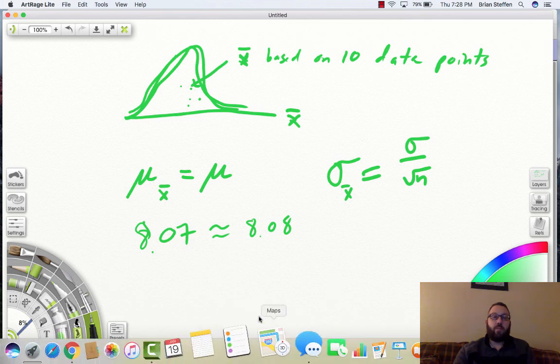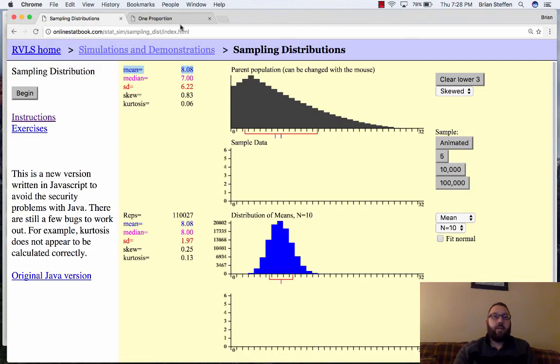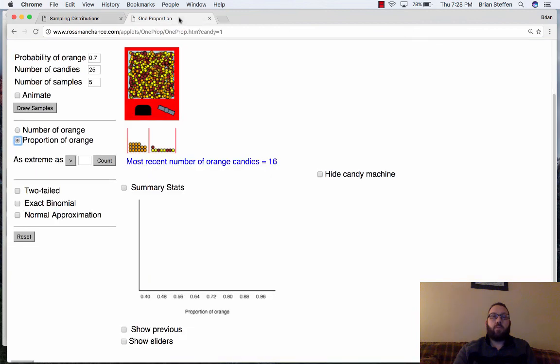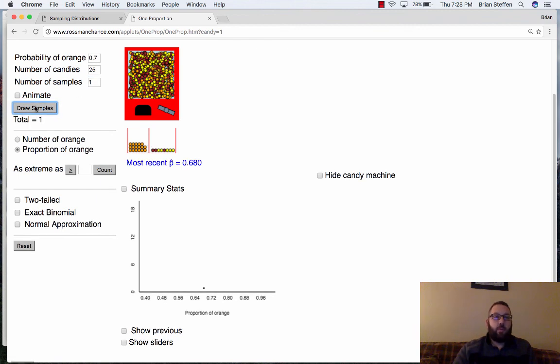But before we do that, what if, like I said in the beginning, I'm not talking about X bars, but about P, or proportions? Here I have a Reese's Pieces machine, and I know that 70% of them are orange. I'm going to sample 25 candies, let's do that once and animate it, draw sample. It draws my sample, and the P hat from that one sample is 68%. That meant 17 out of those 25 were orange. And then I'm going to plot that 0.68 down here.